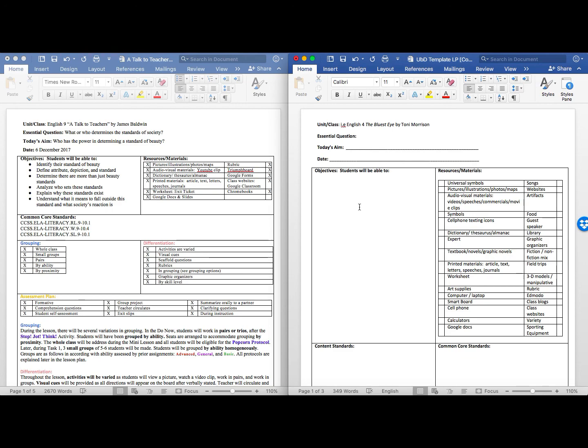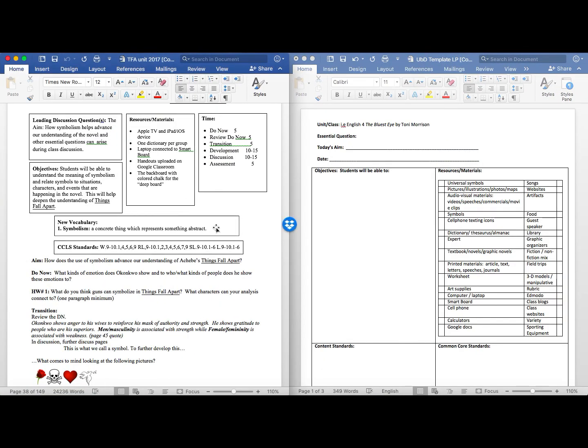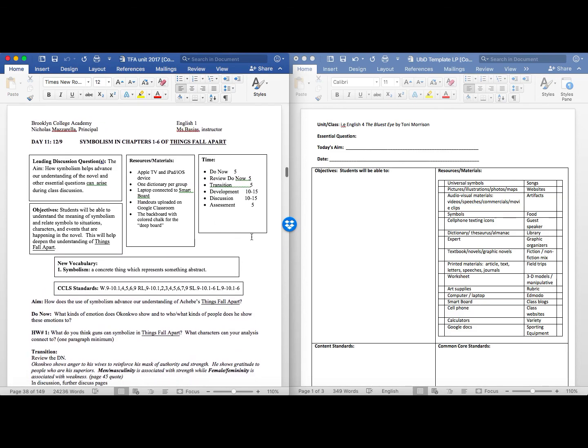So to be clear, this is not the only way that you can do lesson planning. There are other ways to go about it, which I'm about to show you. So here I have a lesson plan that's actually one that I did when I teach Things Fall Apart. An English teacher, like I said before, and again, it encompasses all of these things that actually make up the Danielson lesson plan. So this is a lesson plan about symbolism and Things Fall Apart, and you have your aim, your leading discussion questions, which encompasses the aim, the objectives, the resources, the timing, the vocabulary that's going to be addressed, the Common Core Learning Standard, which is super necessary.